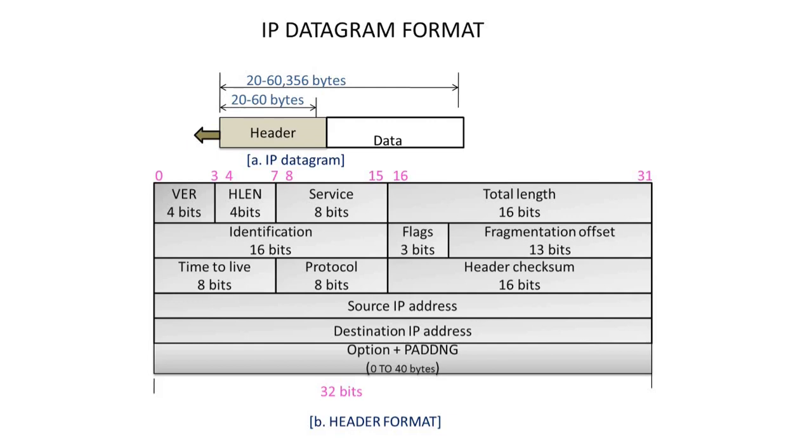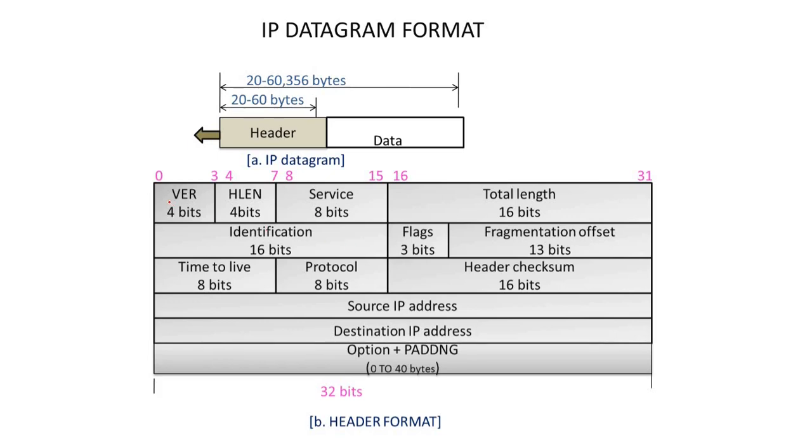That is the IPv4 datagram. The total header length is 20 to 60 bytes. Typically the header is 20 bytes in size, and various fields are there as per the 32-bit IPv4 header. These fields are divided into specific sizes. So first we are starting with the version.